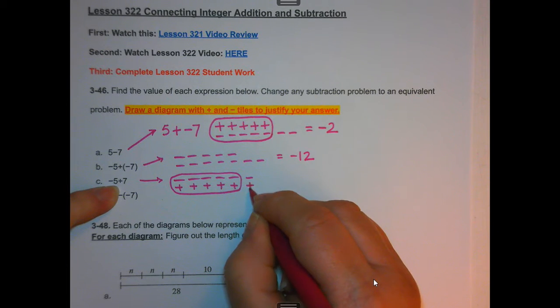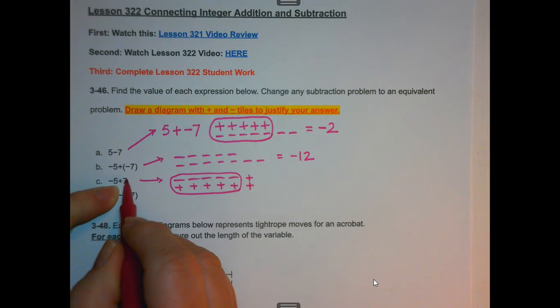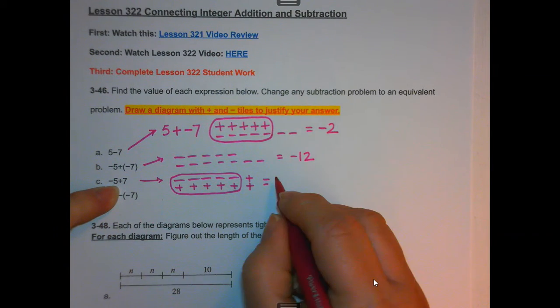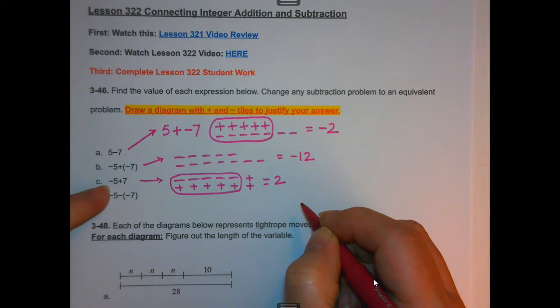And I made a little error there. Those should be positive, because this is adding 7. Thanks for your understanding. We end up with 2, which makes more sense because we have 2 more positive value than we do negative value here.